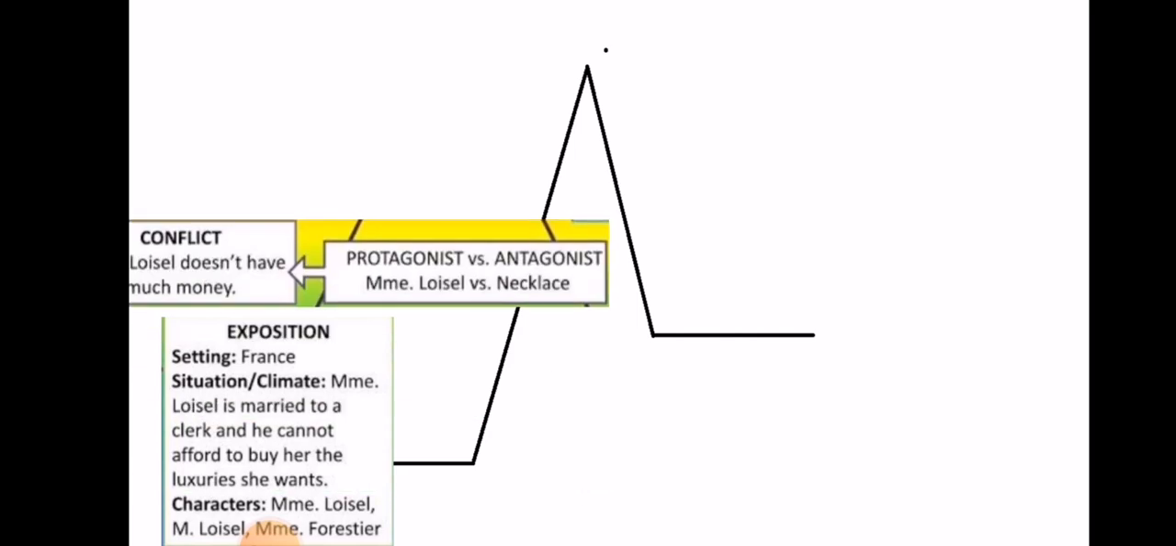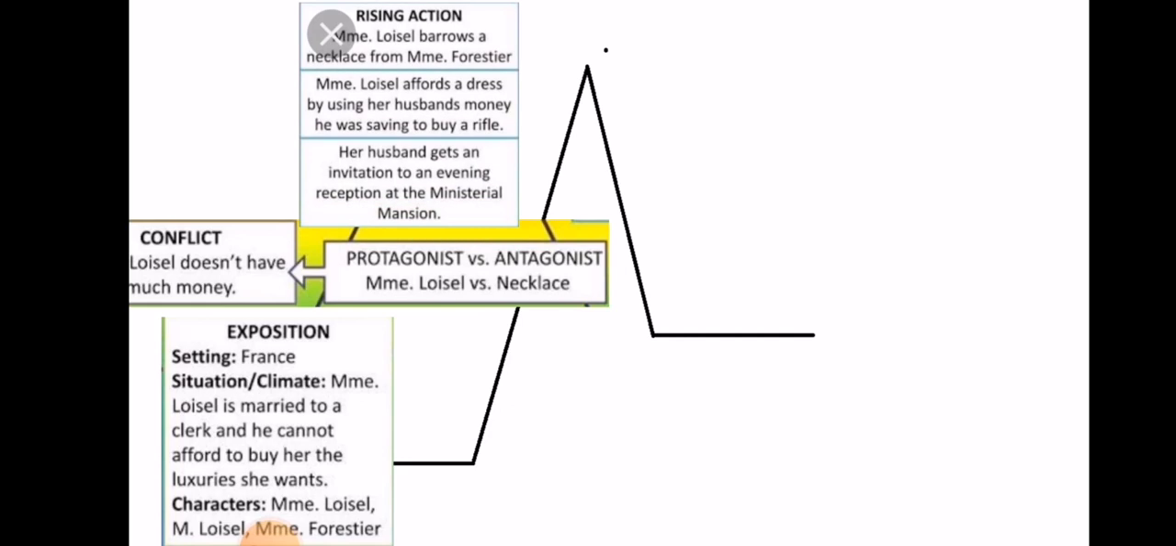Okay, now the conflict is that Loisel doesn't have much money. Now, there are two things, a protagonist and an antagonist. The protagonist is usually the hero of the story, and the antagonist is the villain. So, this fight is against Madame Loisel and the necklace. So, they invite her to a party. Madame Loisel borrows Madame Forestier's necklace because she cannot afford to buy it. She borrows a dress, and her husband gets an invitation to an evening reception.